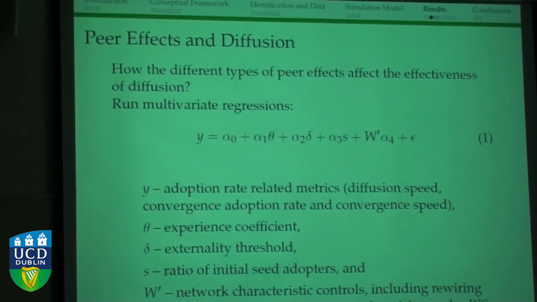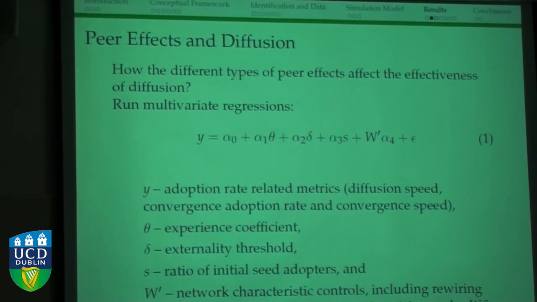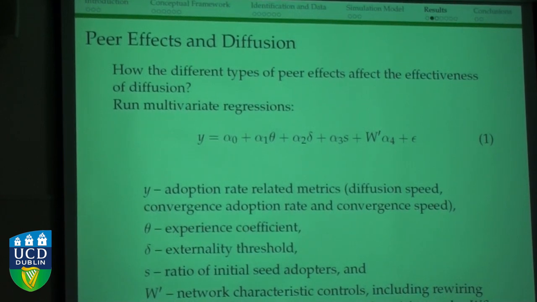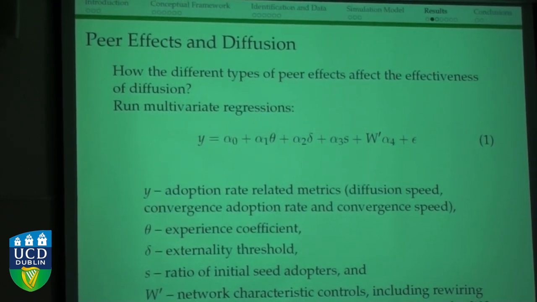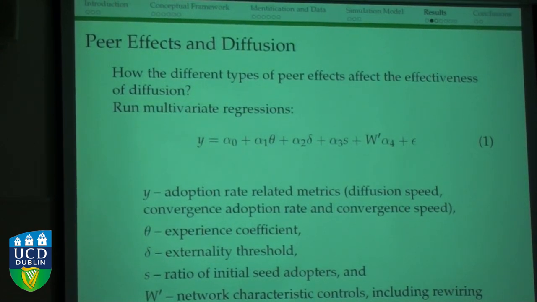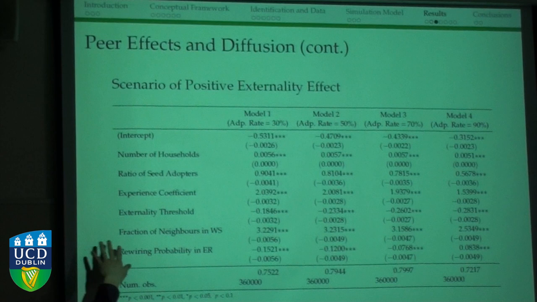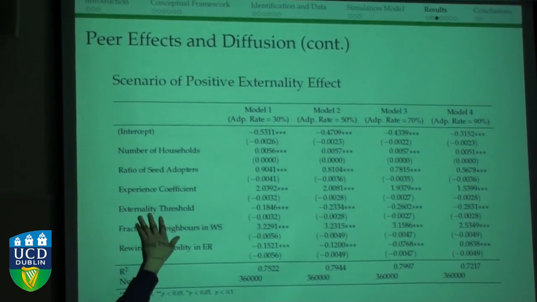Another thing we're interested in is how different types of peer effect affect the effectiveness of the diffusion. So here we run this regression. Basically we use the adoption rate as the response variable. We are mainly interested in the experience coefficient and the externality threshold, which indicate the strength of the experience effect and the externality effect respectively. These are the control variables, and this is our result.